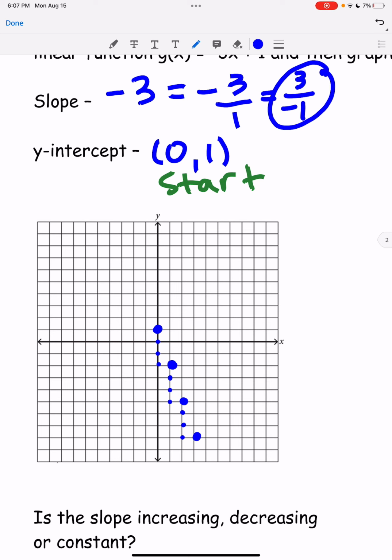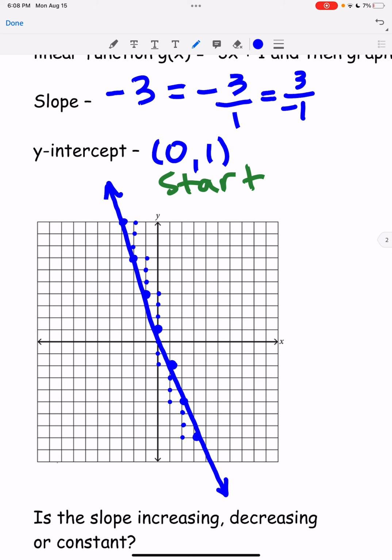So if I use this, that means my rise is positive, so I'm going to go up 1, 2, 3, and then run a -1 to the left. 1, 2, 3, run 1, 1, 2, 3, run 1. And so now there's my line.